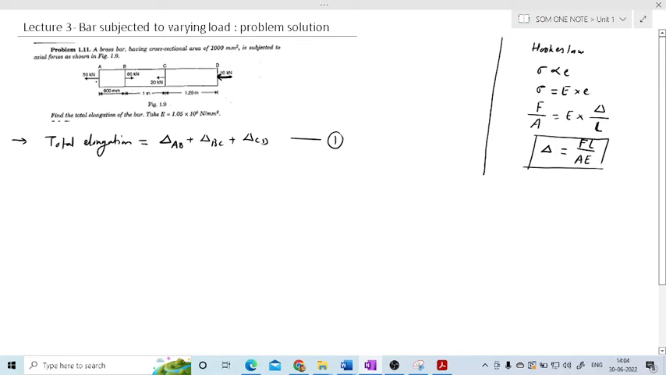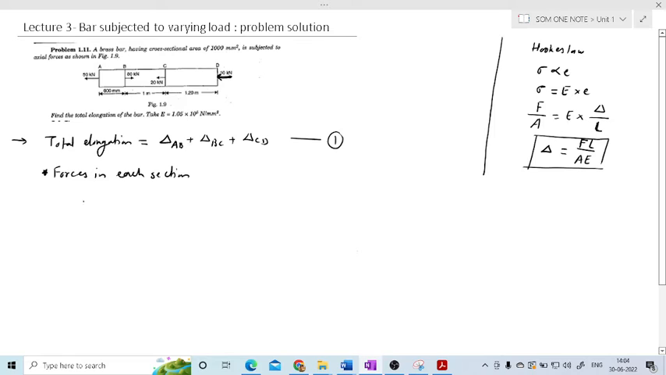Now as the force is varying, we have separated each section. Now determine the change in length for each section. So to determine this, we will have to determine the force in each section. But we don't know the force in AB, force in BC, and force in CD. So for that we will have to determine the forces in each section. Now how to determine these forces?